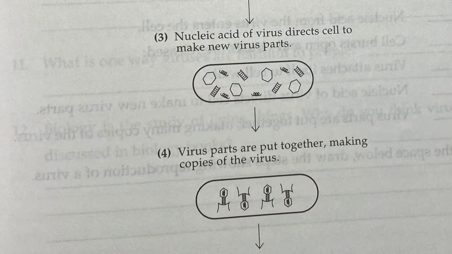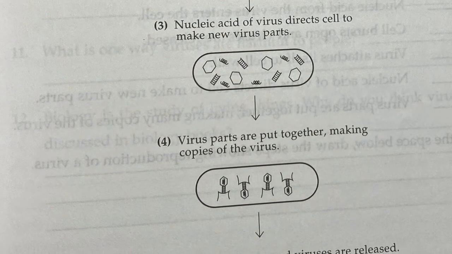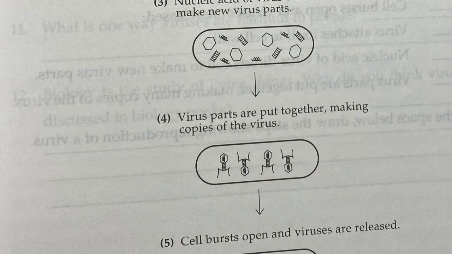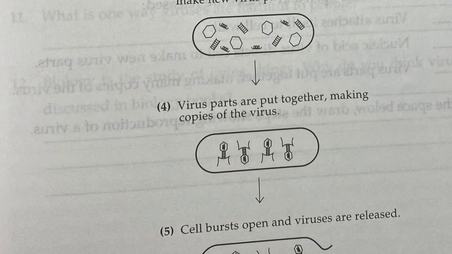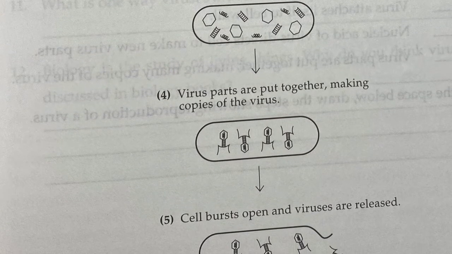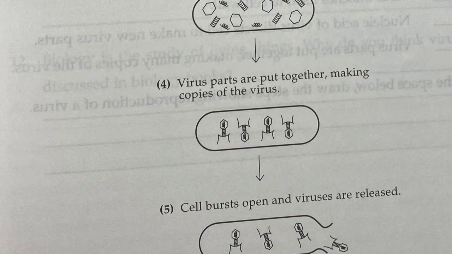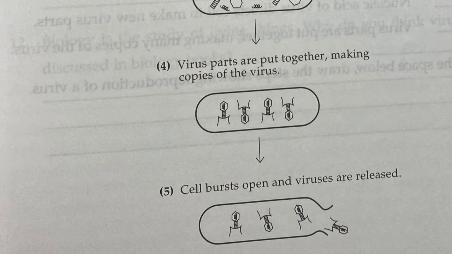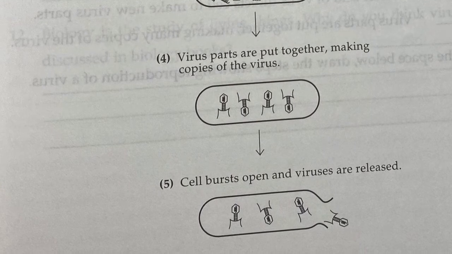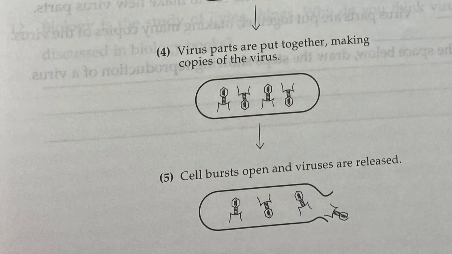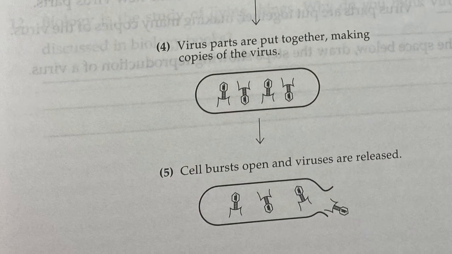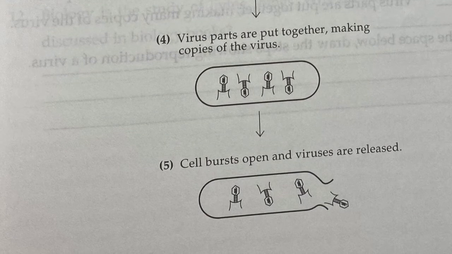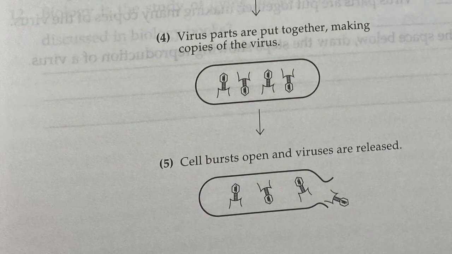The nucleic acid from the virus manipulates the nucleus into reproducing more virus parts, or new virus parts. So the virus parts are then put together, making copies of the virus. So this is how the virus reproduces using the cell. Now, after that, the cell bursts open and the virus is released. That is how a virus expands throughout somebody's body as well.